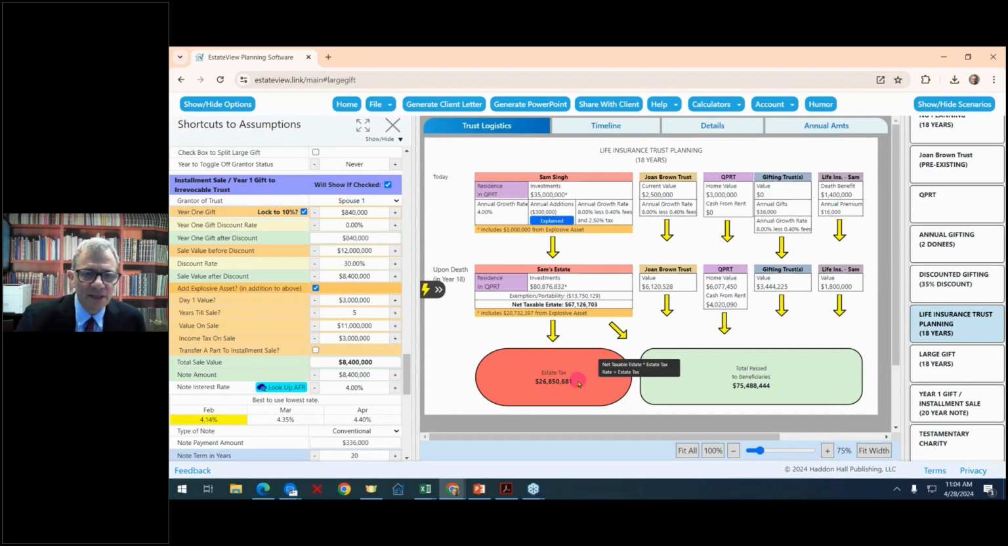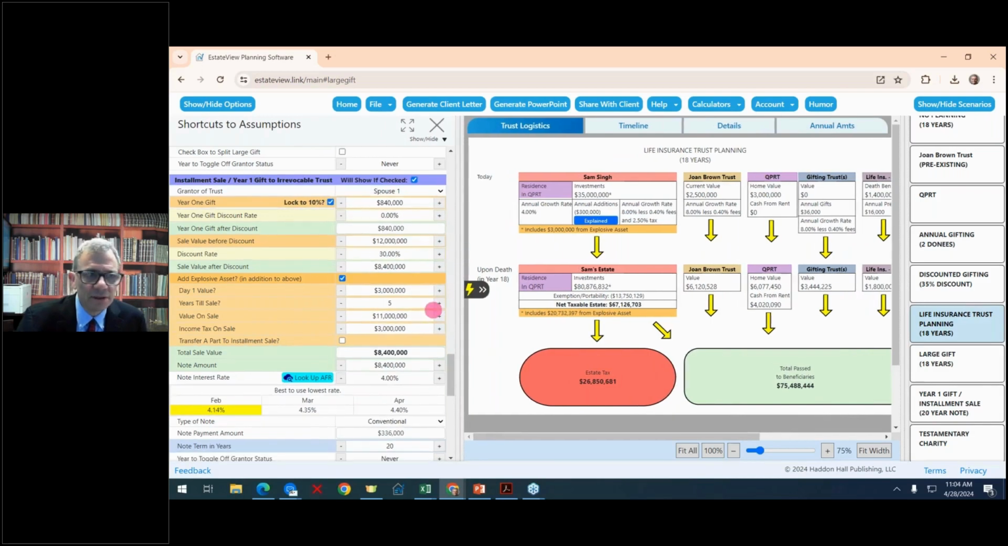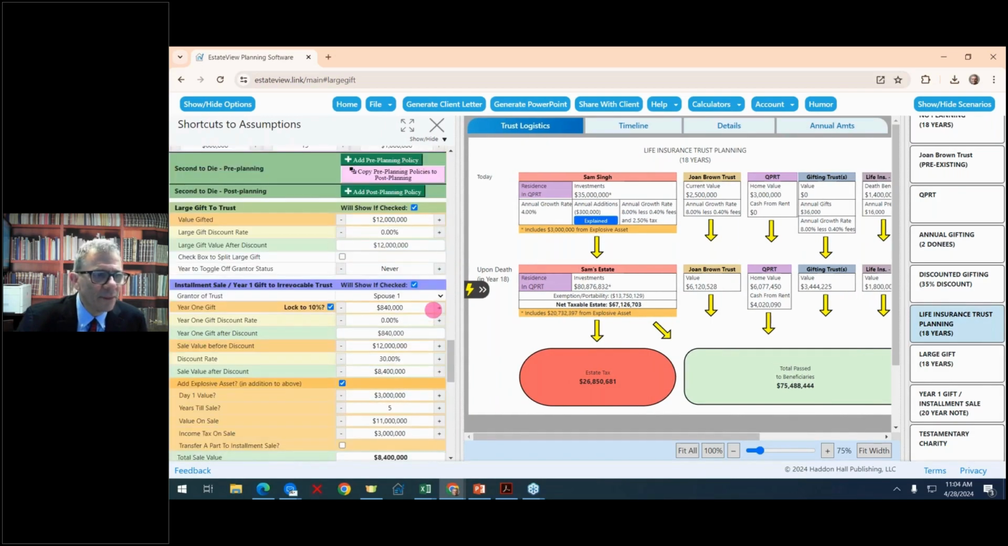So this client still has a $26 million estate tax situation. It's better than it was, but the next thing I can do is evaluate whether I want to give a large gift to the irrevocable trust using discounts, or whether I want to do an installment sale or some combination thereof. So if he were to make a $12 million large gift using a 25% discount, so he gets 12 million of his investments out of his estate, calling it a $9 million gift.